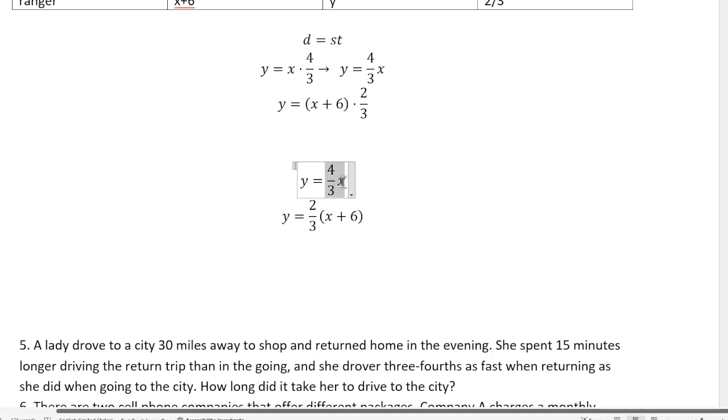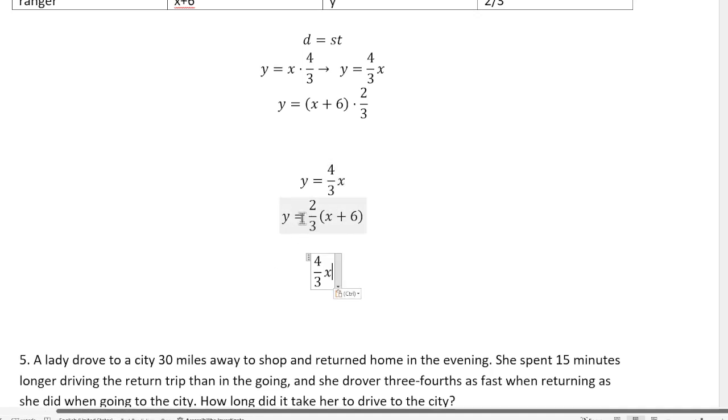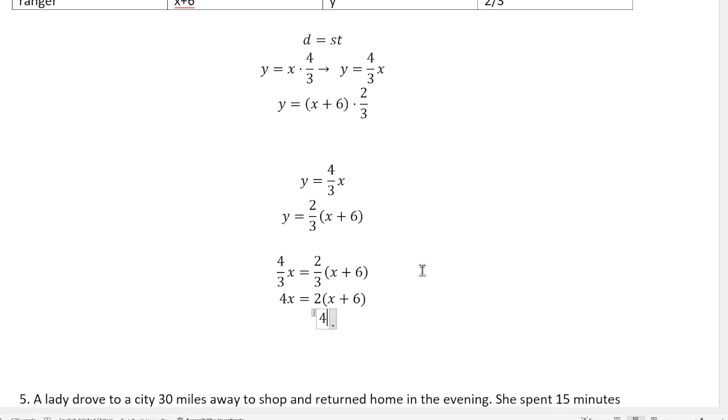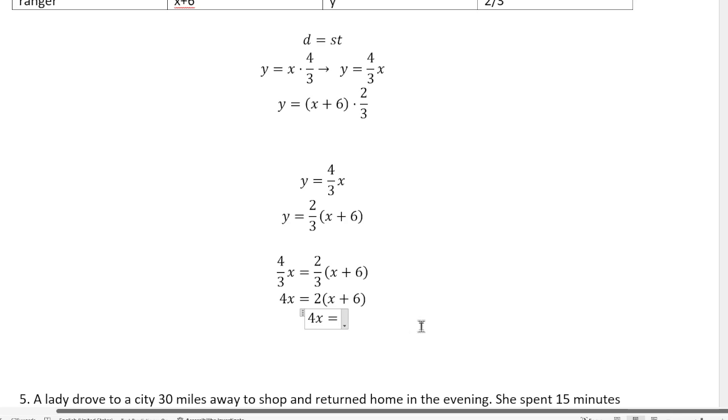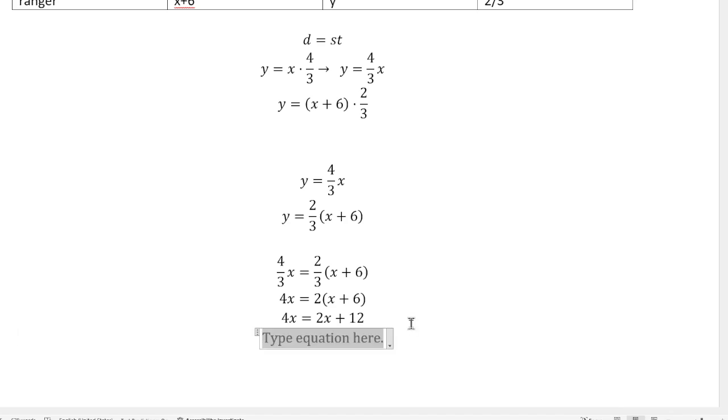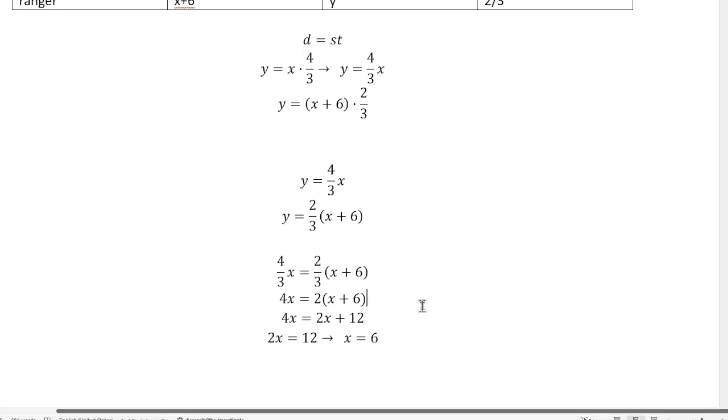Okay, so what does that give us? Let's see. Set it equal. And because I don't like fractions, let's multiply by 3 both sides. So that after multiplying by 3, it's 4x equals 2 times x plus 6. And then multiplying the 2 to both x and 6, you get 2x plus 12. Subtract the 2x from both sides, so you get 2x equals 12. And then finally you get x equals 6. Okay, so x is 6.